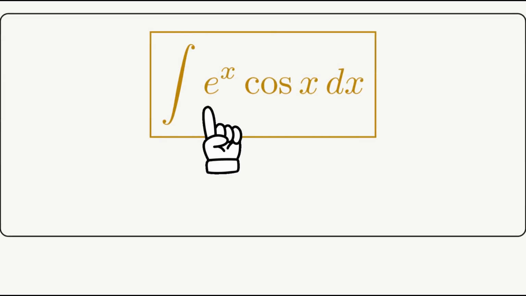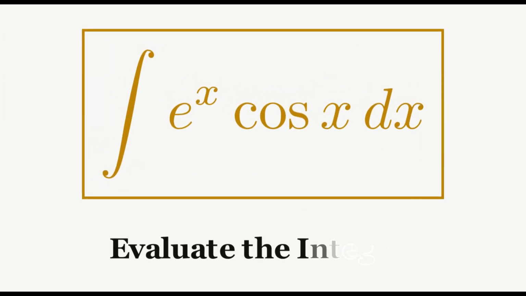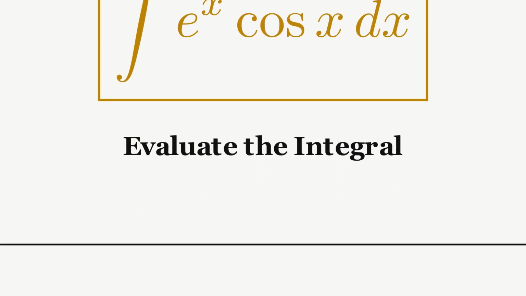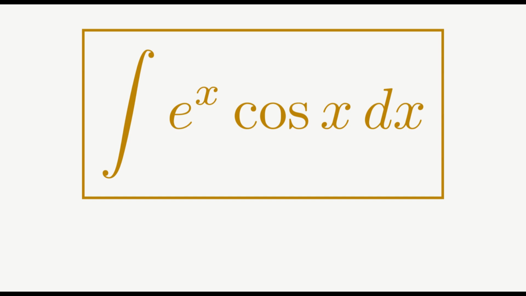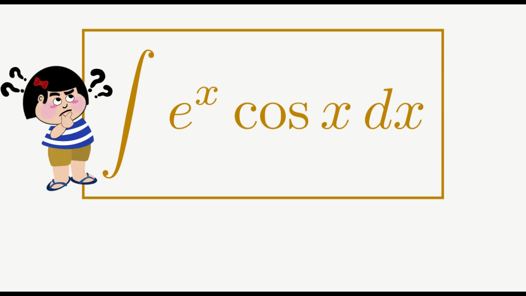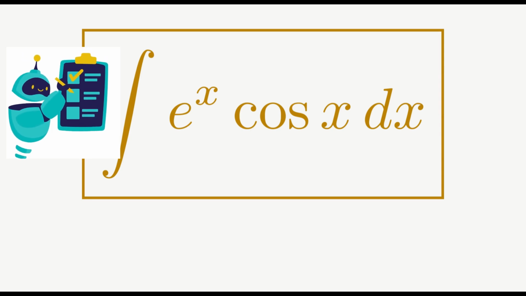The integral of e to the power x times cosine x with respect to x. At first, it looks like an ordinary integration by parts problem. But here's the surprise. After applying integration by parts, the same integral comes back again. How can the answer appear before we're even finished? Let's solve this beautiful calculus puzzle step by step.